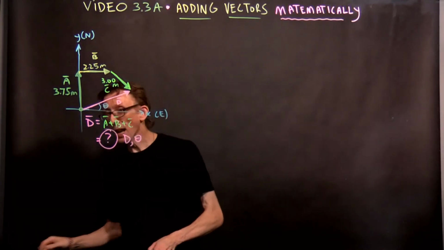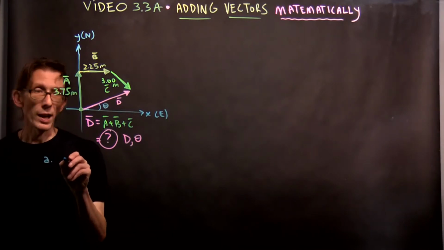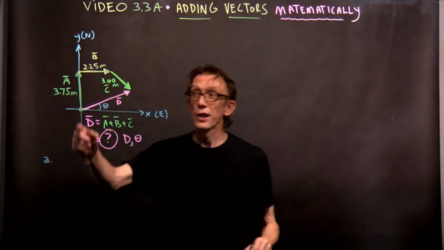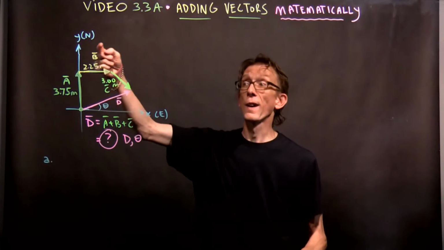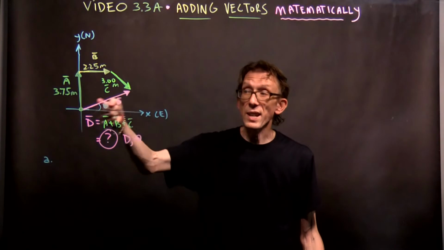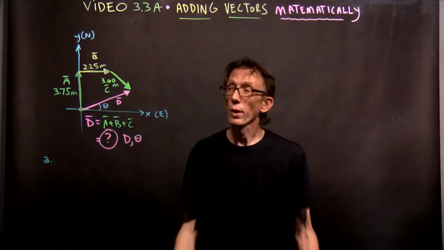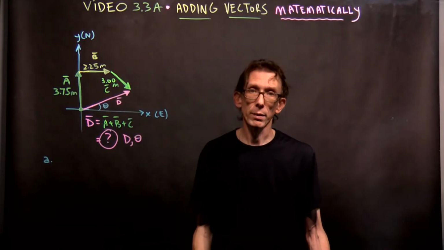Okay. The first step here is you can't just add. Okay, you can't just add 3.75 plus 2.25 plus 3. You do that, you get 9. But this distance D is not 9 meters. It's way less than that, because you kind of loop back on yourself a little bit.